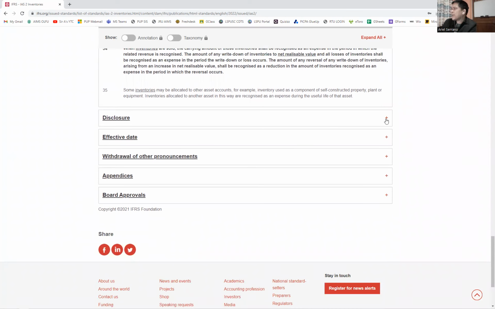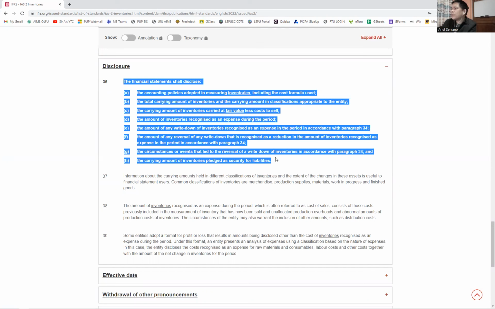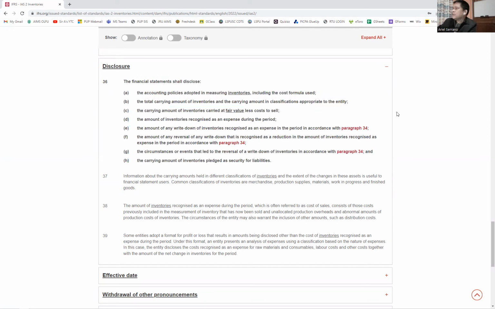Disclosure, pakibasa. Hindi ko na po ito isa-isahin, but this is important especially on paragraph 36. For FS presentation, ano po ba ang kinakailangan nating i-disclose? So, eto, A to H. Please make sure to read this.